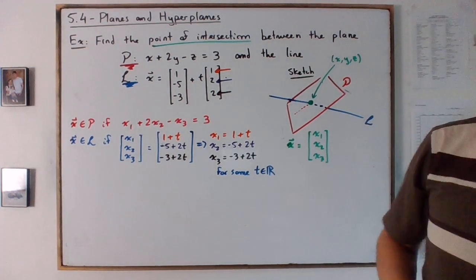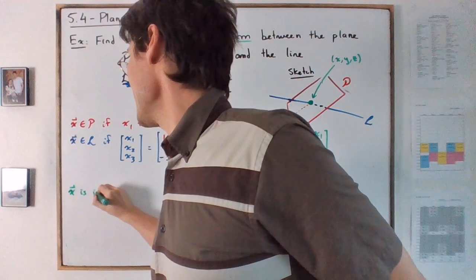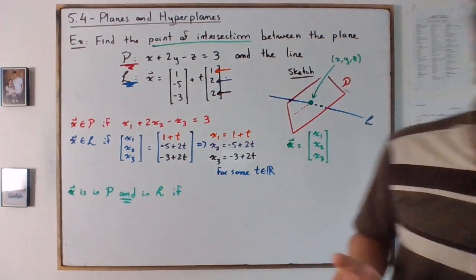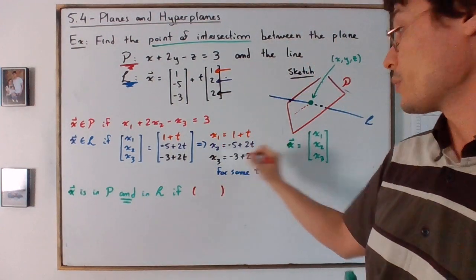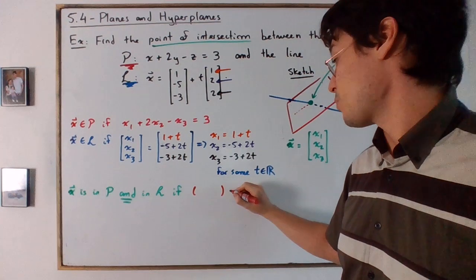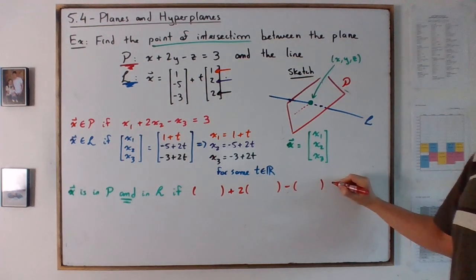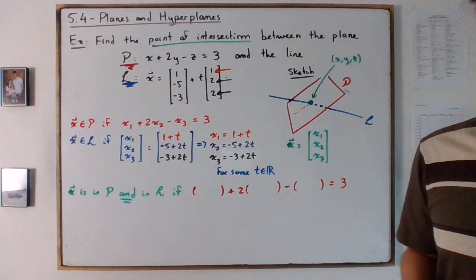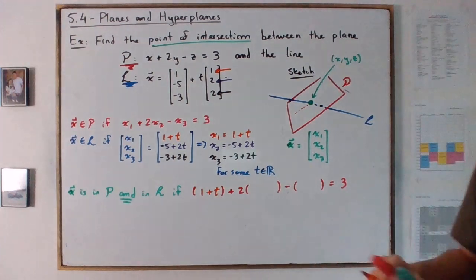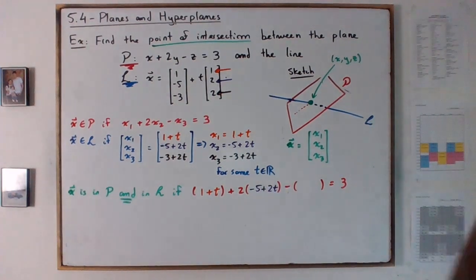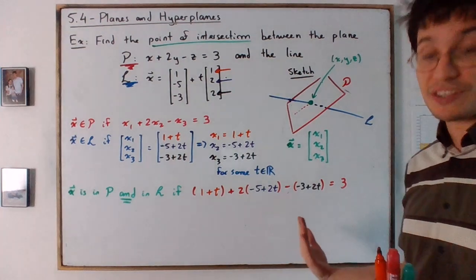So x is in P and in L if, first of all, we write the equation of the plane, but now we replace our components with what we have here. So x1 plus 2x2 minus x3 is equal to 3. x1 being 1 plus t, x2 being negative 5 plus 2t, and then x3 being negative 3 plus 2t. Now, the only thing you need to do is solve this equation for t.